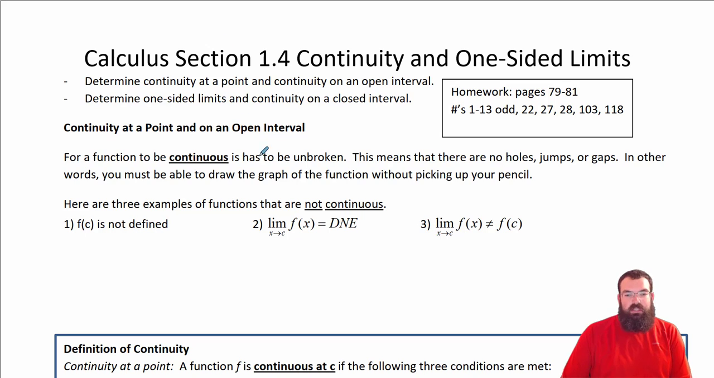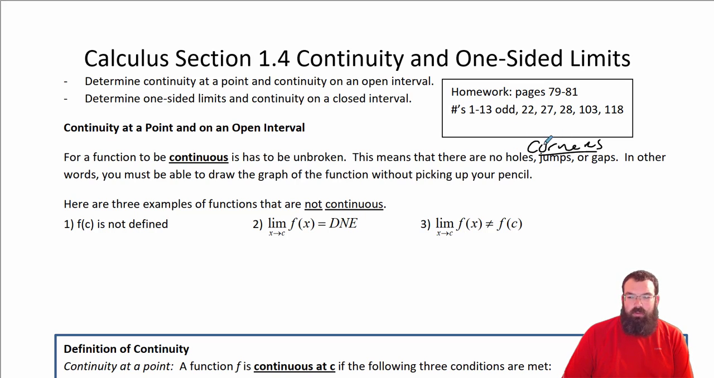So for a function to be continuous, it has to be unbroken. That means there are no holes, gaps, or jumps. In other words, you must be able to draw the graph of the function without picking up your pencil.